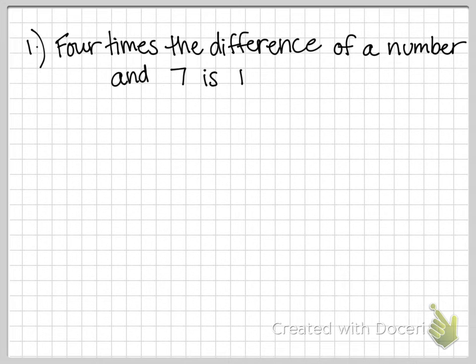Here's our word sentence. 4 times the difference of a number and 7 is 1. Oh, good grief. We need to take this and turn it into math symbols so that we can solve for the number. What I like to do with these is write it up above so that I can take the words and turn them into numbers and symbols. So 4 is obviously 4.